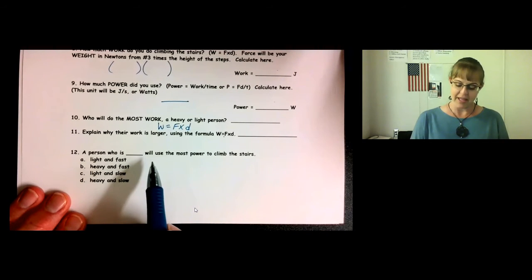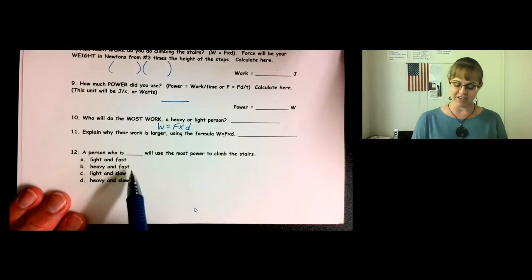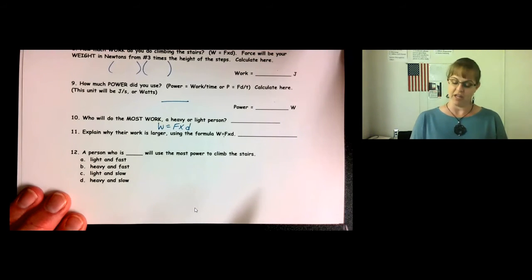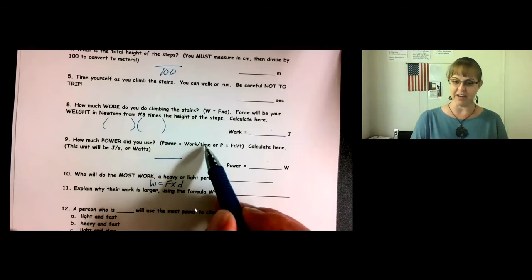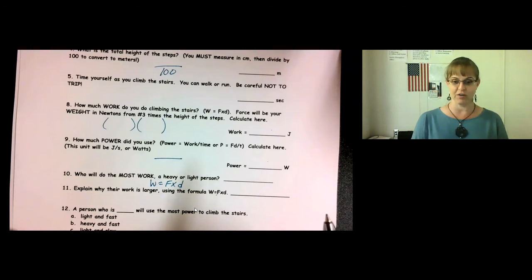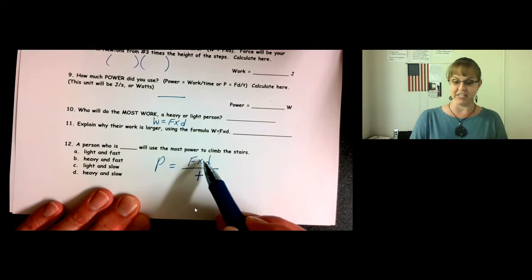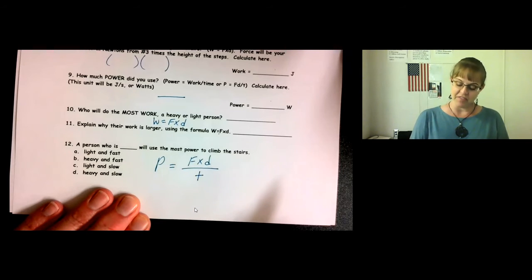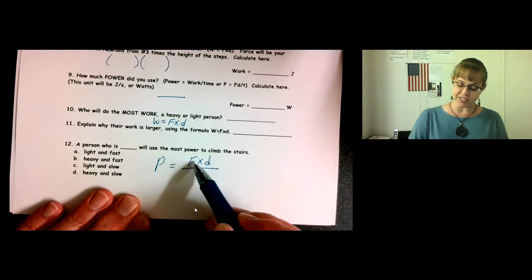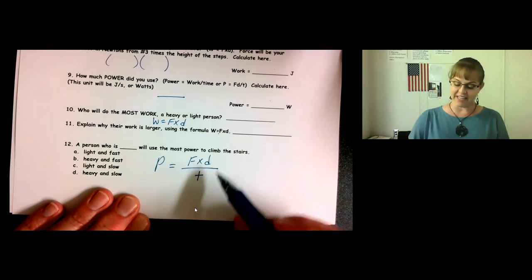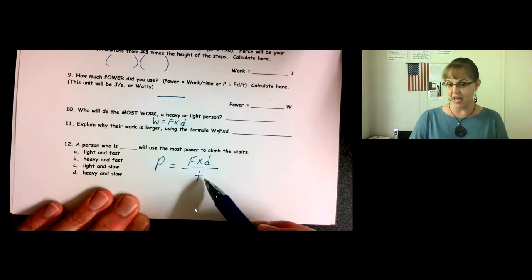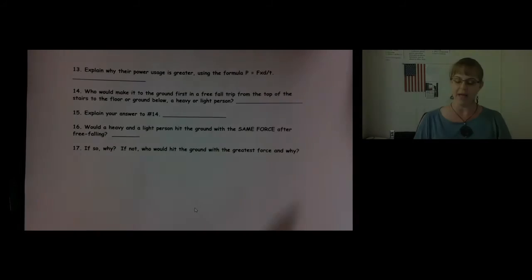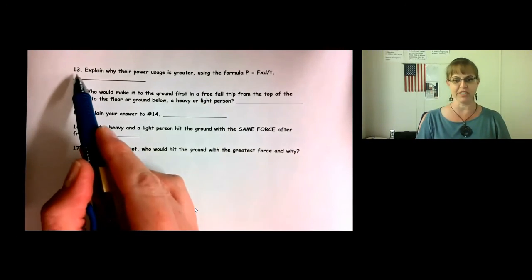Number 12, will a person who is light and fast, heavy and fast, light and slow, or heavy and slow use the most power to climb the stairs? Think about the power formula, work divided by time. Plus think about the work formula. Force times distance gives you work, and work divided by time gives you power. Therefore, a bigger force will give you more power, and dividing by a smaller time will give you more power. Use that to figure out your answer. Now use that explanation for number 13.